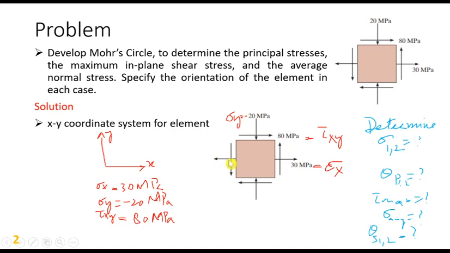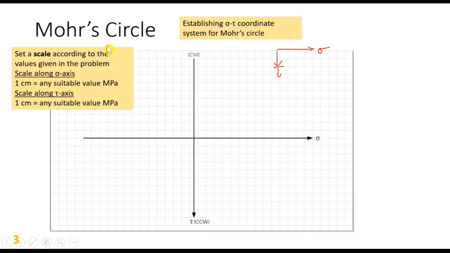We have redrawn the diagram of the element, and the known parameters are written here, and what we have to determine is written in this blue ink. First of all, to draw the Mohr circle, we will establish the sigma and tau coordinate system for the Mohr circle. So this sigma axis and this tau axis, downward positive, is the sigma-tau coordinate system.